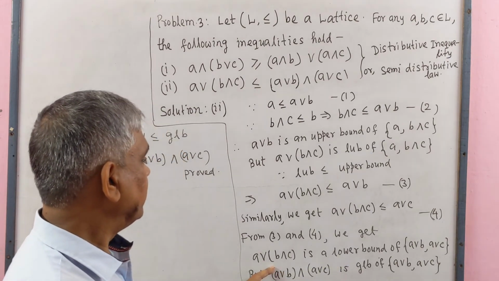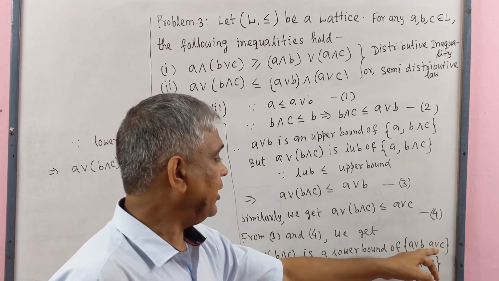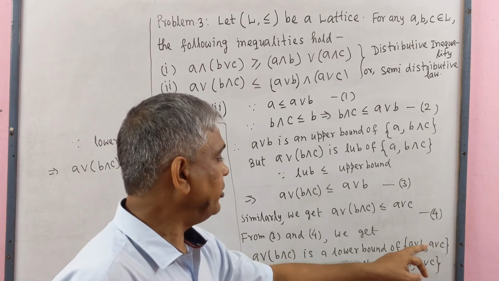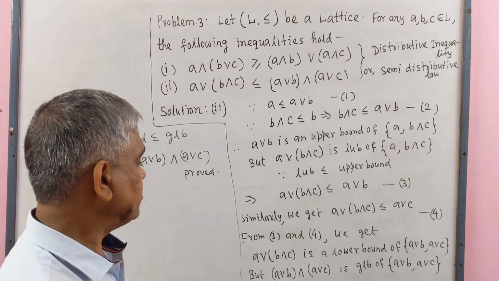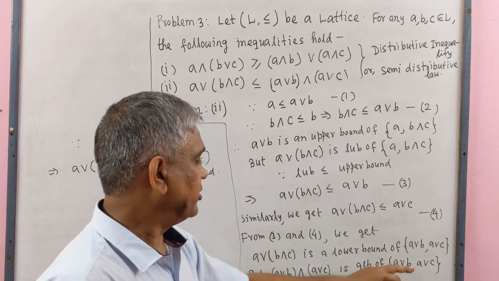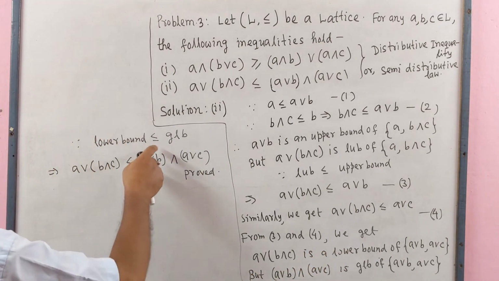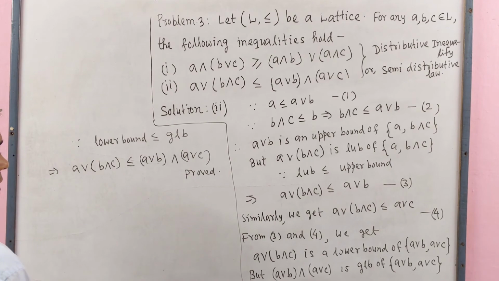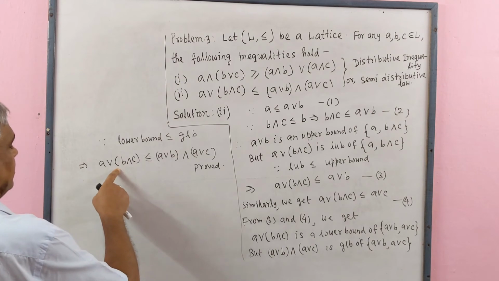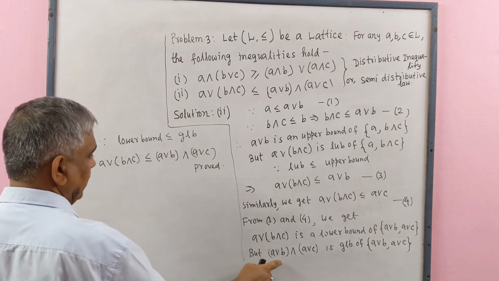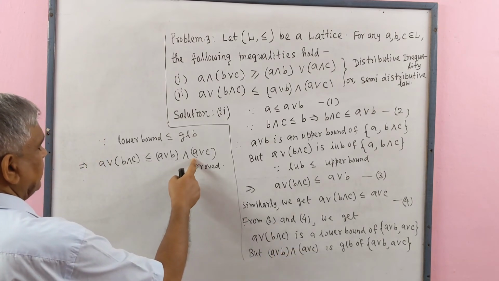This is a lower bound, but the greatest lower bound of the set containing elements A join B and A join C is (A join B) meet (A join C). This is the greatest lower bound of this set. We know that a lower bound is less than or equal to the greatest lower bound. Here (A join B) meet C is a lower bound, so we write it on the left side, and (A join B) meet (A join C) is the greatest lower bound, so we write it on the right side, and hence proved.